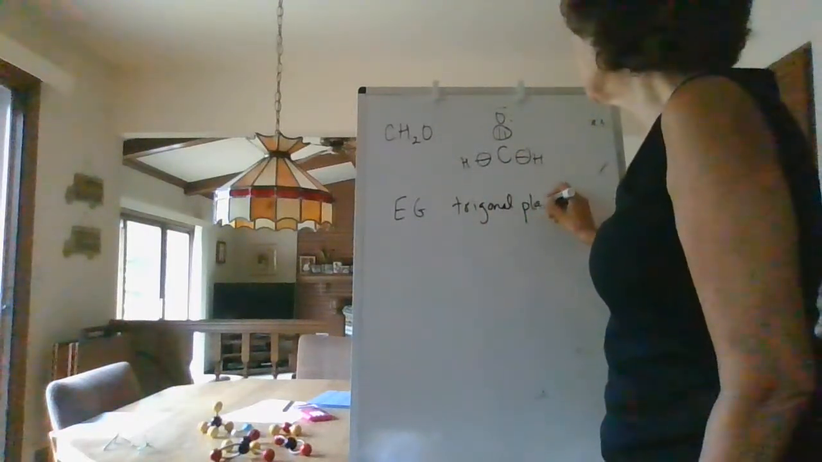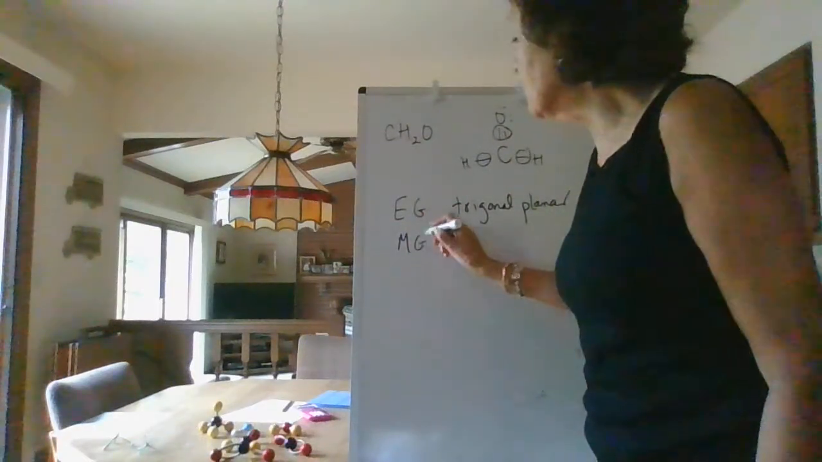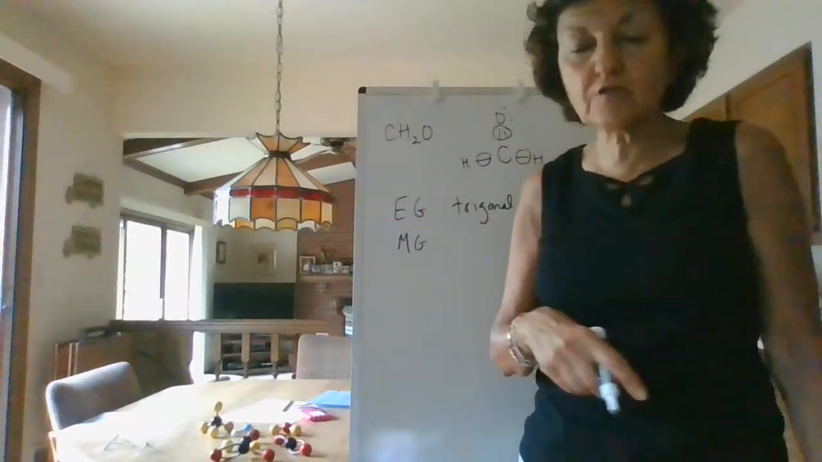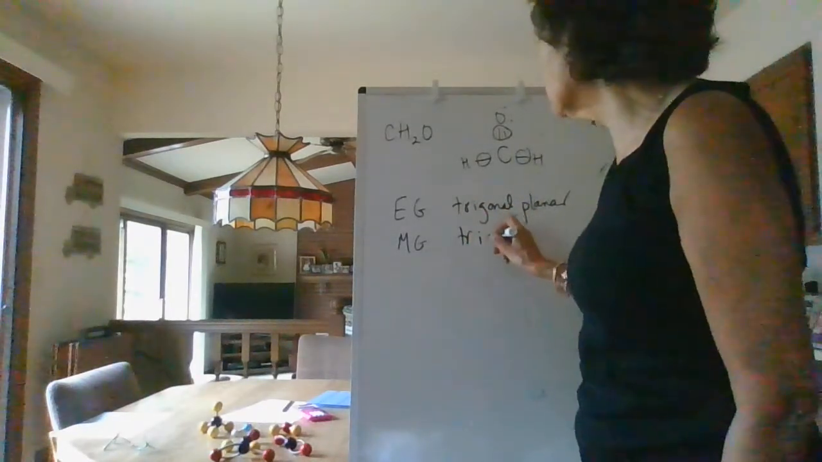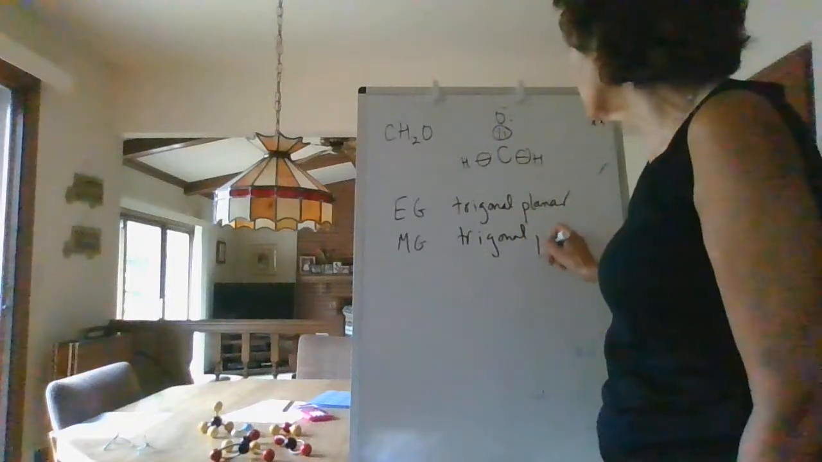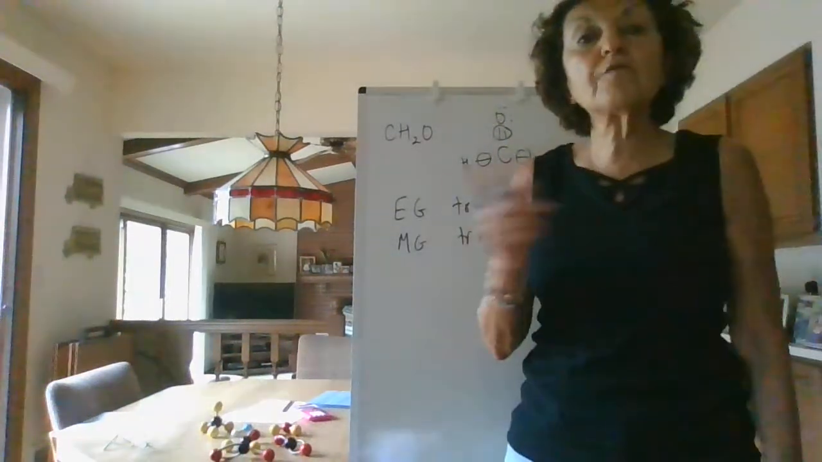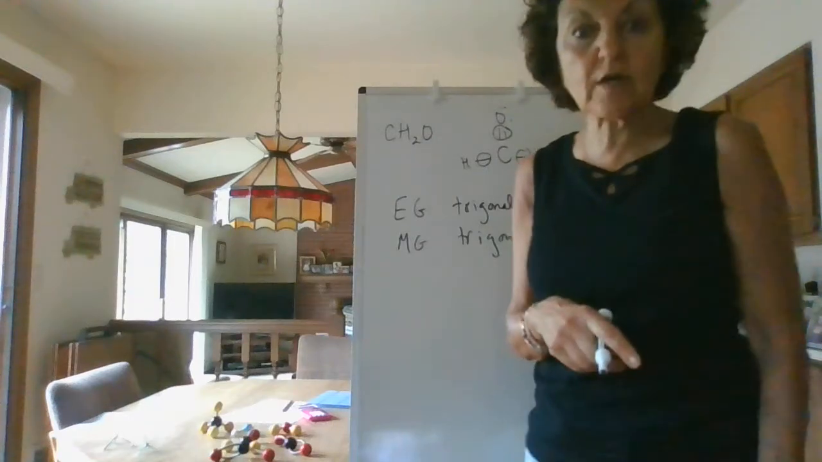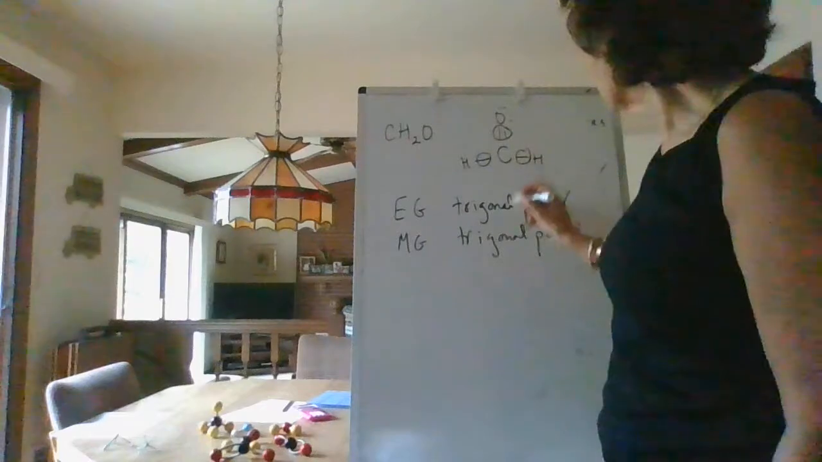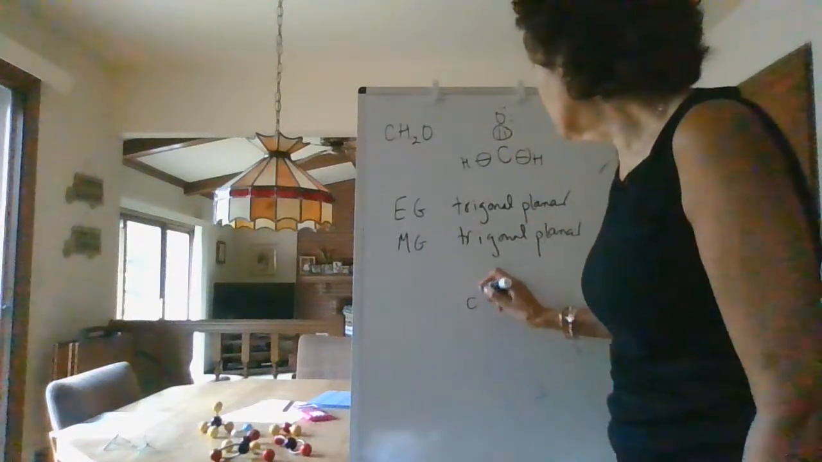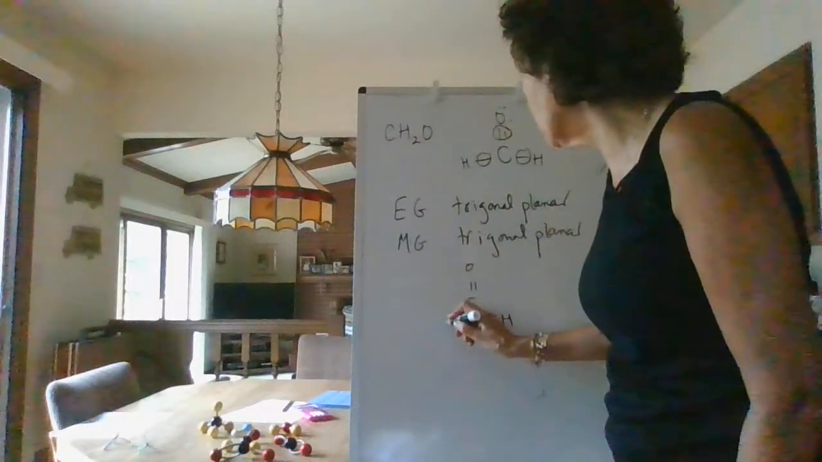Trigonal planar. Okay? The molecular geometry, or the shape, is also going to be trigonal planar. Why? Because remember how I told you, molecular geometry is exactly the same as electronic geometry if there are no lone pairs around the central atom. So it's exactly the same. I'm going to redraw it to make it look more like a triangle. So this is actually the way it really looks.